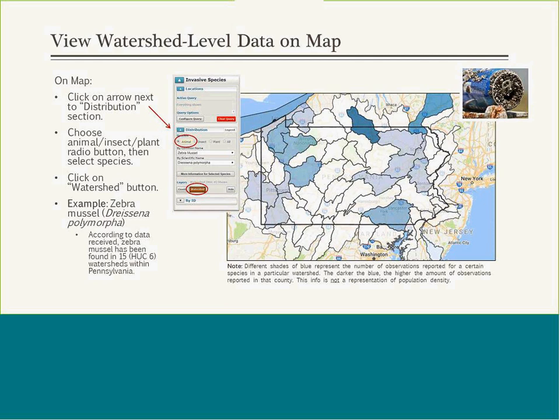In the distribution section on the map, I choose the animal radio button, and then at the bottom, instead of county, I'm going to click on watershed, and when I choose the species I'm interested in, again that's going to be zebra mussel, and this would be the map that would then appear. You would see all the different watersheds that are being impacted by zebra mussel according to data that we've received so far in our database. Again, the different colors of blue, don't really worry about that. It's indicating the number of observations that we've received.